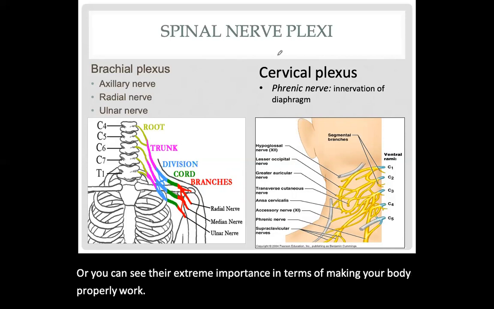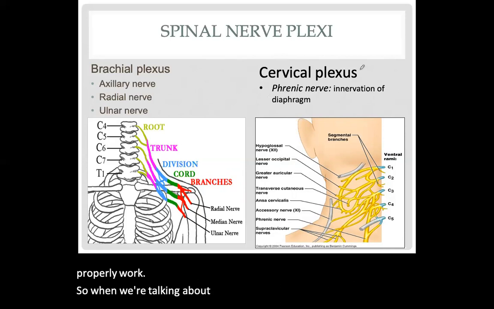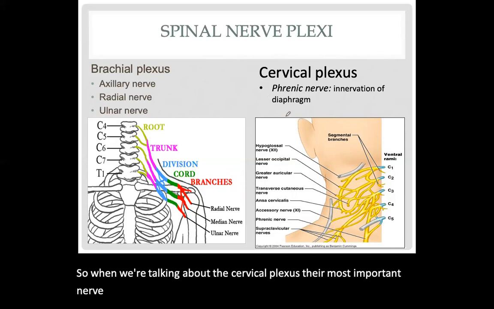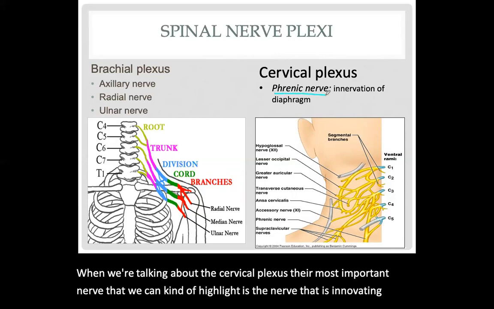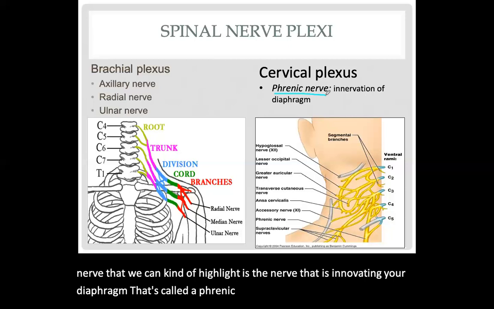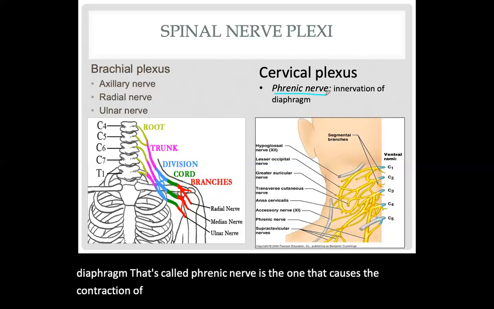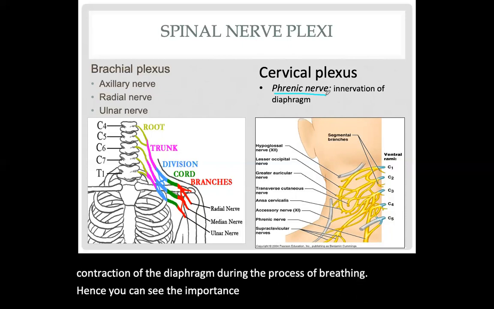So when we're talking about the cervical plexus, the most important nerve that we can highlight is the nerve that is innervating your diaphragm. That's called the phrenic nerve. Phrenic nerve is the one that causes the contraction of the diaphragm during the process of breathing. Hence, you can see the importance of that.